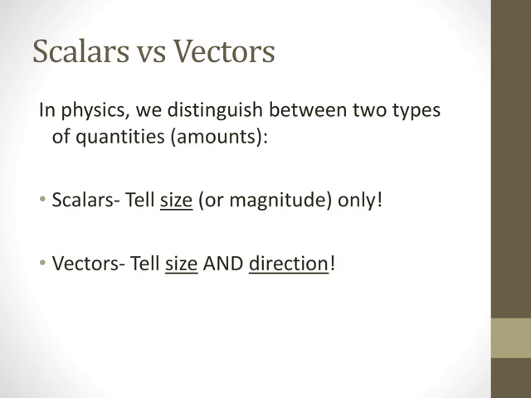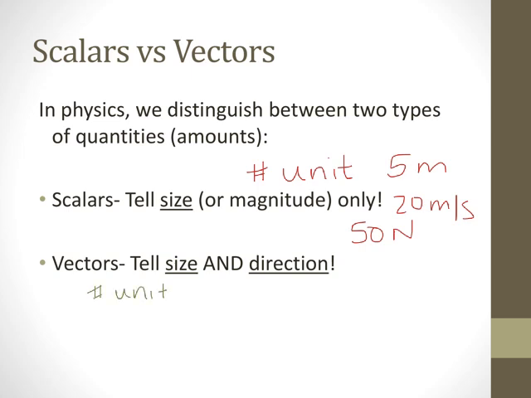Something to keep in mind, a scalar quantity is only going to have a number and then some sort of unit to identify what that number represents. So like 5 meters or 20 meters per second, or 50 newtons. Those would all be scalars. Whereas vectors have a number, a unit, and a direction that these things are occurring in.